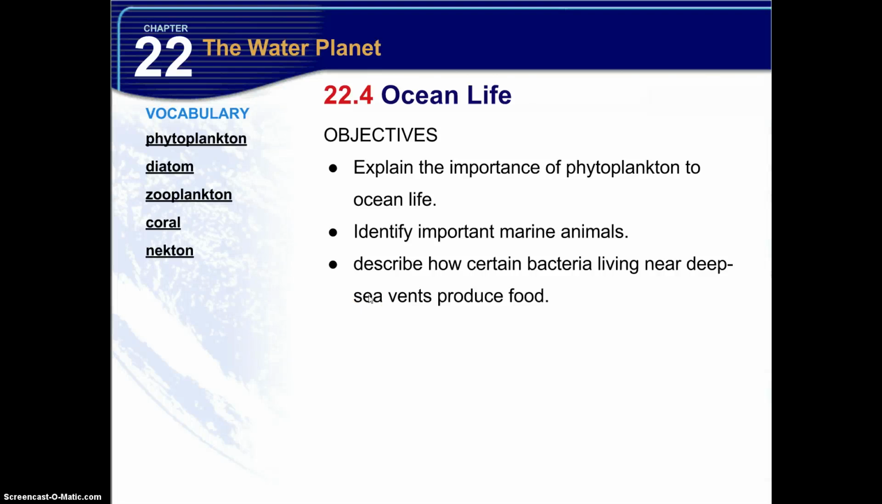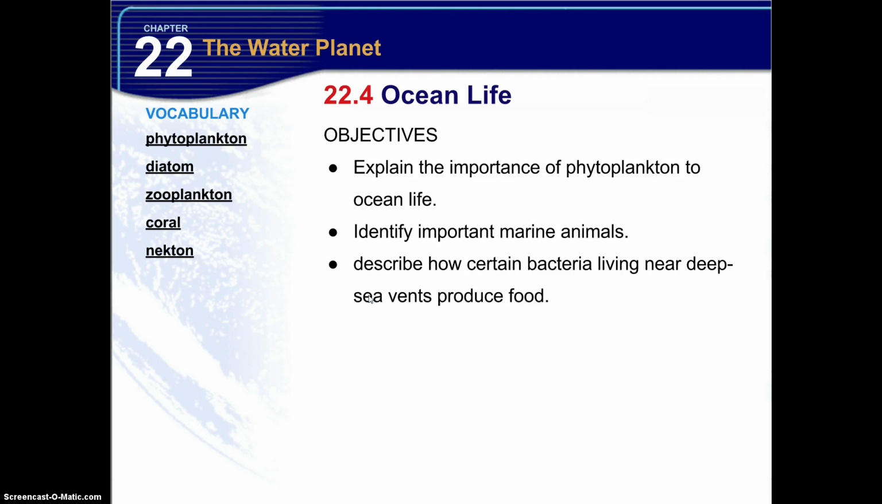And here's our last section of Chapter 22, Ocean Life. Our objectives for 22.4 are: explain the importance of phytoplankton to ocean life, identify important marine animals, and describe how certain bacteria living near deep-sea vents produce food. Our vocabulary: phytoplankton, diatoms, zooplankton, coral, nekton.